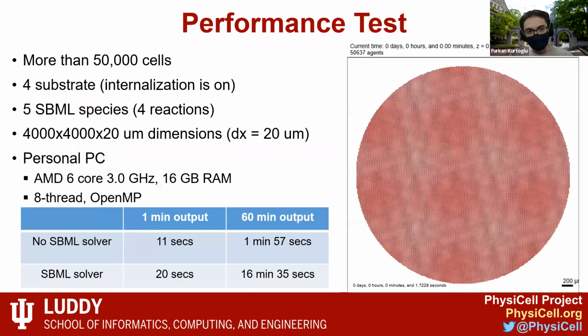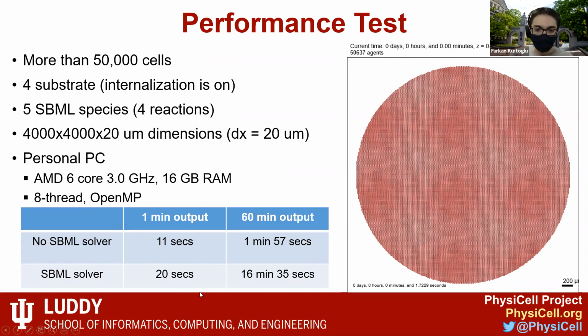So we did a performance test. Here you can see 50,000 agents seeded as a very big blob. There are 4 substrates, internalization is on, and 5 SBML species with 4 reactions. The domain is kind of big, but it's 2D, so it's not that big. I just used my PC, and what I want to show is that for each minute, the output generated without SBML took about 11 seconds. With the SBML solver, it took about 20.